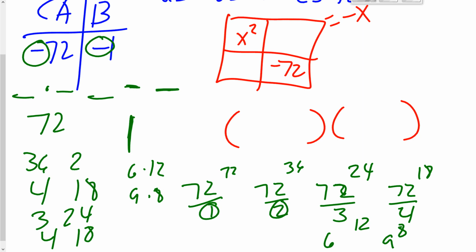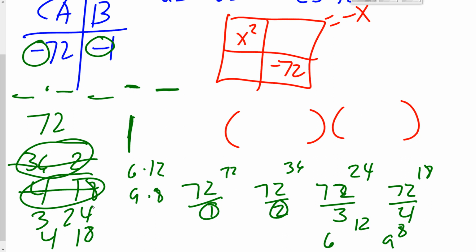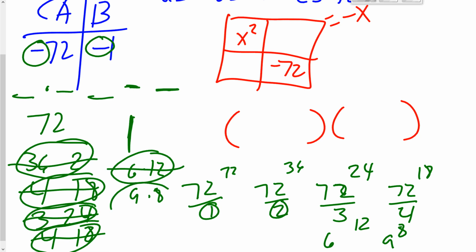So which one of these subtract to 1? So basically, which one of them have a difference between them is 1? Not that one. Not that one. 24 minus 3 is not 1. 18 minus 4 is not 1. 12 minus 6 is 6. Hey, 9 minus 8. 9 minus 8 is 1. And 9 times 8 is 72.